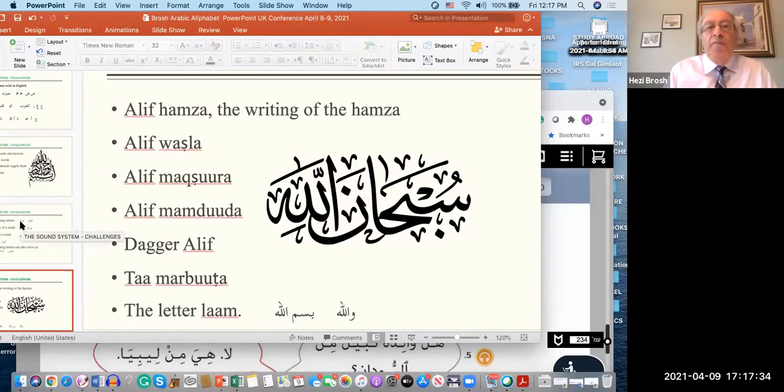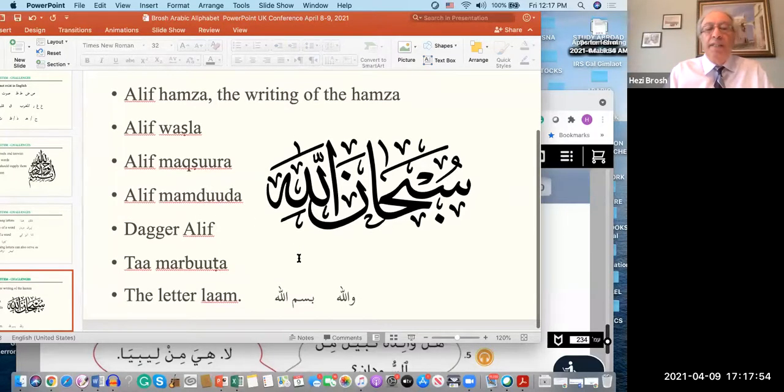Other things that we have, alif, hamza, how to write the hamza, why the hamza is written on different chairs, why it's written on its own. They want to know. These are university students. Alif wasla, alif maqsura, alif mamduda, ta marbuta, all these things, the pronunciation of the lam, sometimes it's emphatic, wallahi, and bismillah, in the other cases it sounds the same. And they don't have the sound of lam. The L in English is Allah. It's not la, like in Arabic.